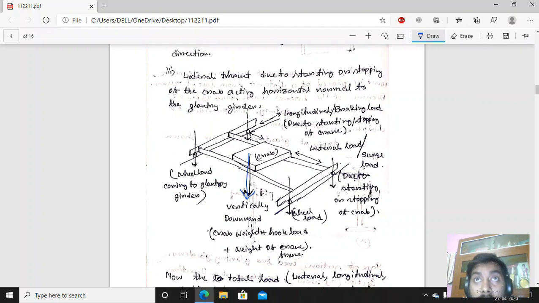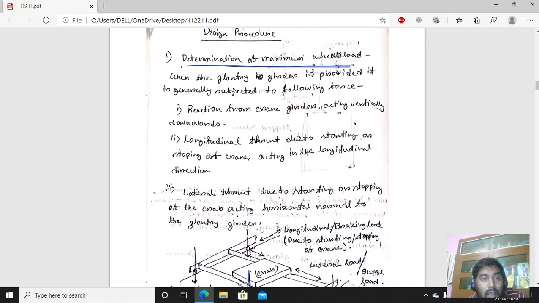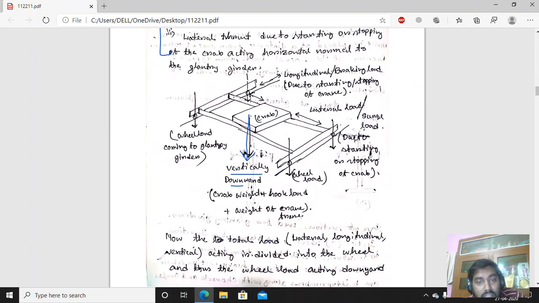has a vertical load because there is a pulley suspended from it. This is called vertically downward. That is the first force. There are three types of force you can see. Number one is the reaction from the crane girder acting vertically downwards. What is this reaction comprised of? Crab weight, the self weight of the crab, hook load, the weight of the hook that is connected, and the weight of the crane frame. This acts as a vertically downward force. This is the first force that is acting.